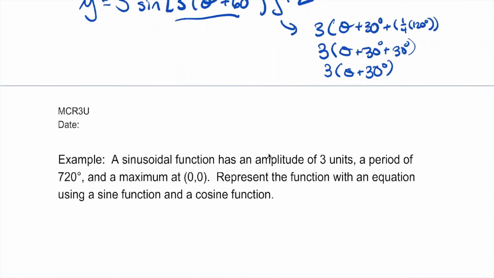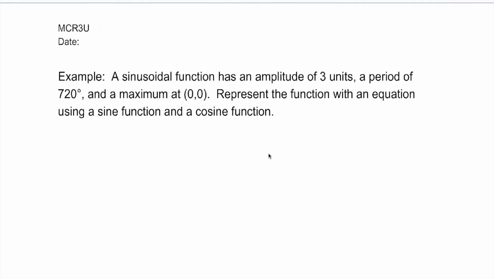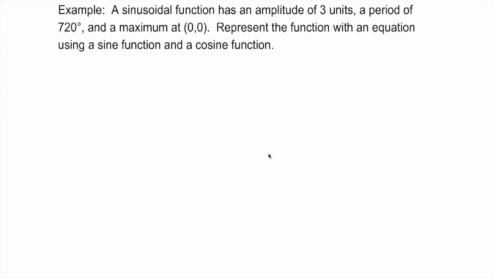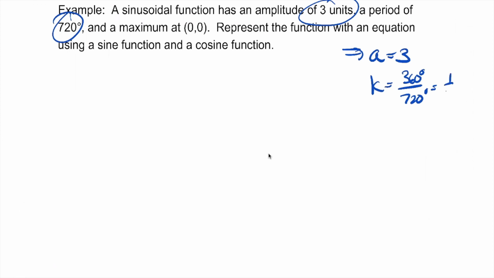Okay. So one last example, we have another description. A sinusoidal function has an amplitude of 3 units. So from this, I can automatically imply that A is going to be 3. And a period of, oh, this is really nice, it gives me the period, 720 degrees. So that implies that my K value is going to be 360 divided by the period, which is 720 degrees. And so K here is actually going to be a half.